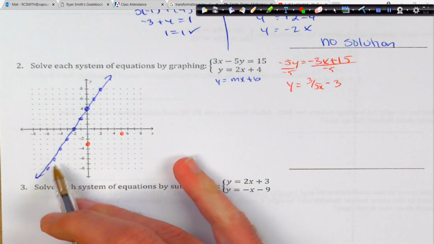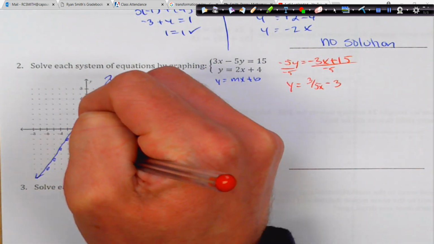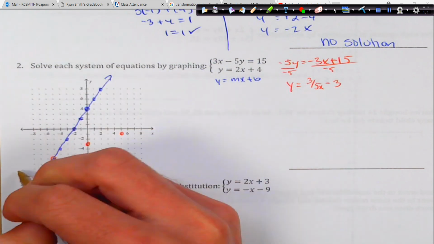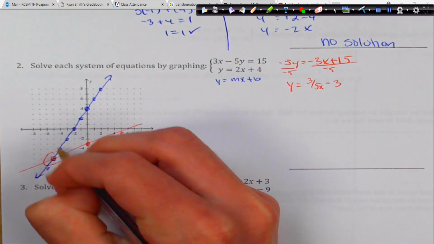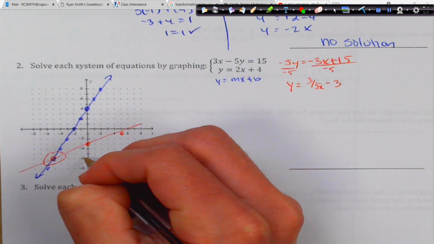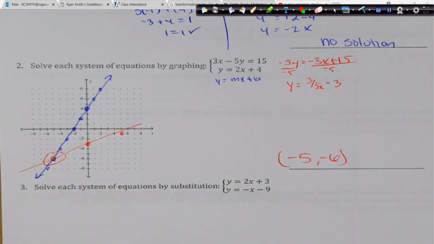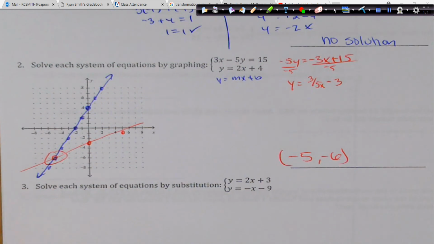So if I keep going that way, it's not going to work. But if I go down 1, 2, 3, back 1, 2, 3, 4, 5, we're going to get our common point right there, and that's at -5, -6. I can plug that point in and it should work out for both.